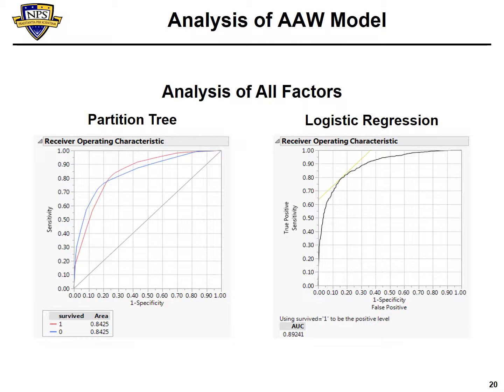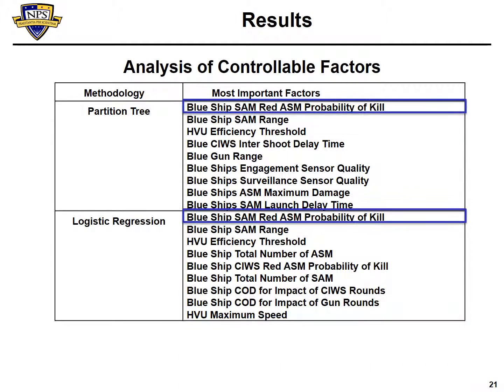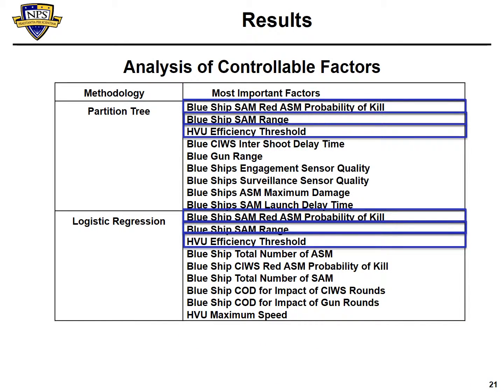These are the ROC curves which show the quality of binary classification for the HVU survival. Both models did a good job. For the analysis of controllable factors, both models showed that SAM properties and HVU staying power have significant effects.